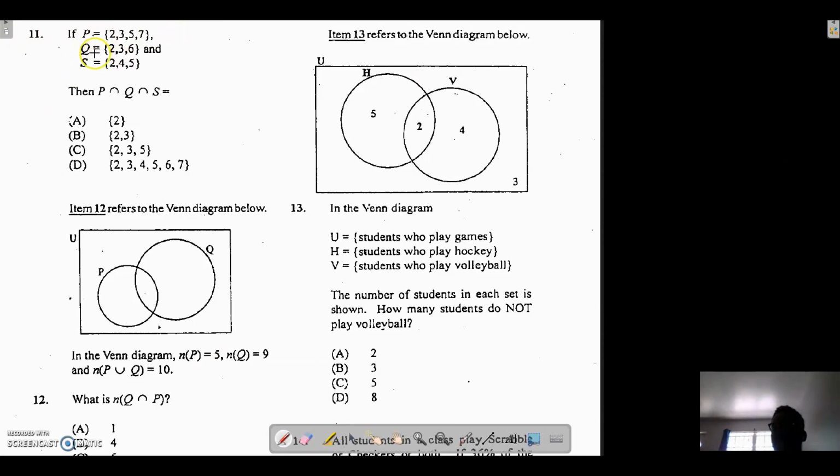We now move on to question 11, which said if P is equal to the set of 2, 3, 5, 7, Q is a set of 2, 3, 6, and S is a set of 2, 4, 5, then P intersect Q intersect S is equal to. Here's a simple way of looking at intersection. All it means is what is common to all three sets, P, Q, and S. What can be found in all three of them? If we look at the sets, we realize that only 2 is common to all three sets. So the answer to 11 is simply 2, which is option A.